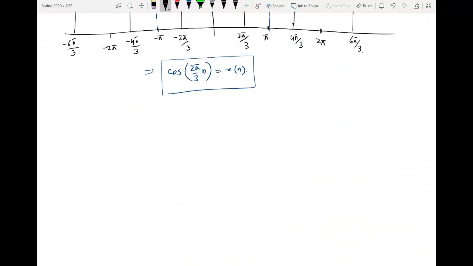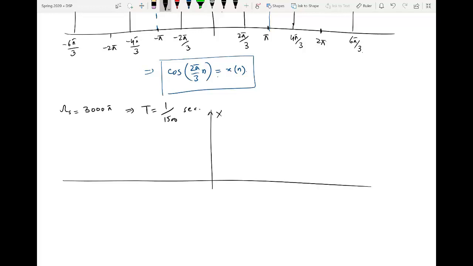Okay, now to see the effect of aliasing in the same example, let us select omega s. Instead of meeting the Nyquist criteria, we select omega s equal to 3000 pi, which results in the sampling period T of 1 over 1500 seconds.